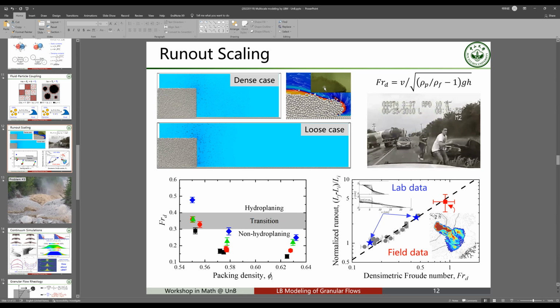This phenomenon can be more significant if your particle size becomes smaller. People have done some experiments using clay instead of sand. In these experiments, you can see the granular mass slide along a channel for a very, very long distance. But I don't have that video here. Yeah. Thank you.